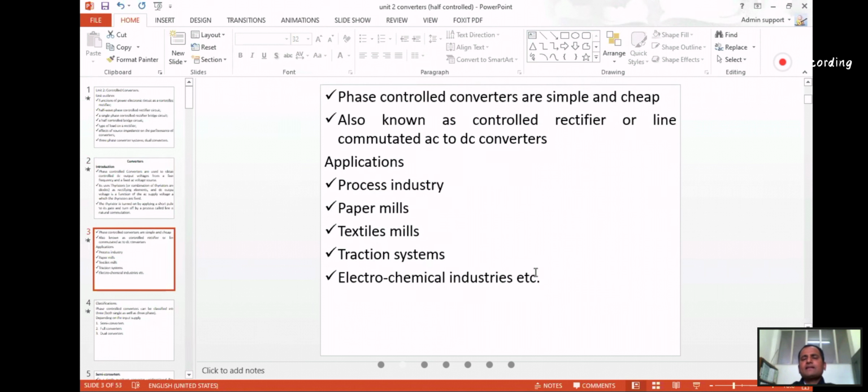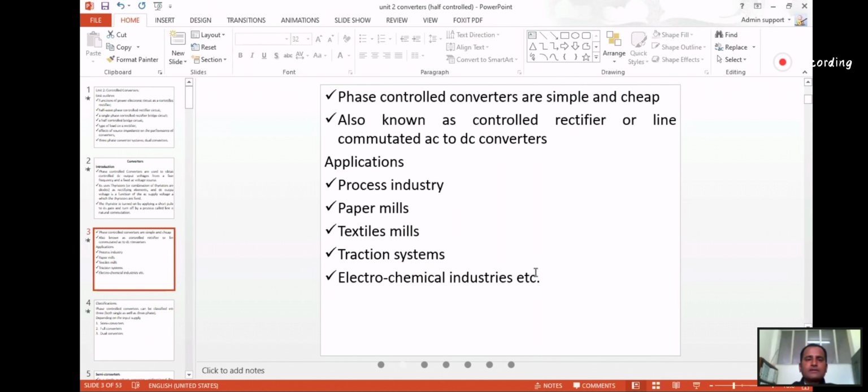So phase control converters are quite simple and cheap type of converters. If you just see, later on we'll see half control converters or full control converters. At that time you will see that it is not so complicated.